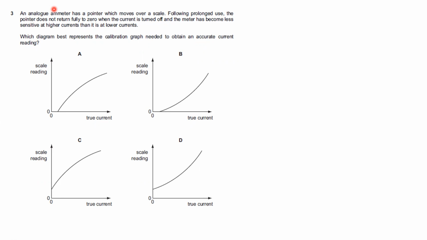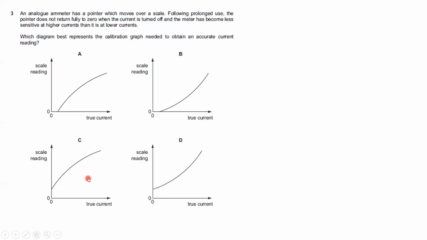The two things that they are saying is, from prolonged use, the pointer does not return fully to zero. That means this analog ammeter has a zero error, which means when the current reading is 0, it still gives a scale reading. So from here we can omit the options. When current is 0, there is a reading. You can see from C and D, when the current reading is 0, there is a scale reading.